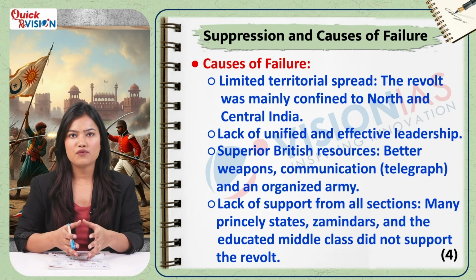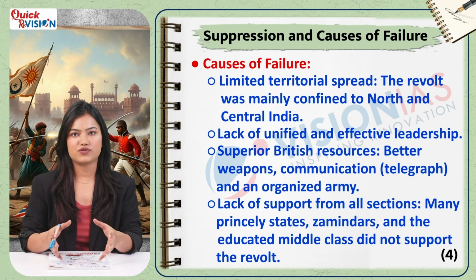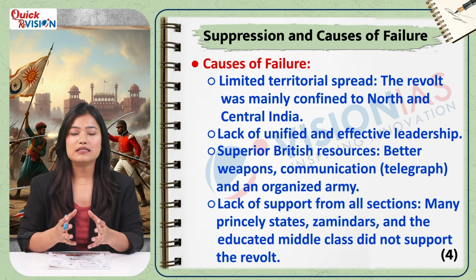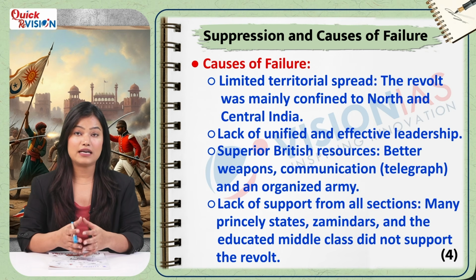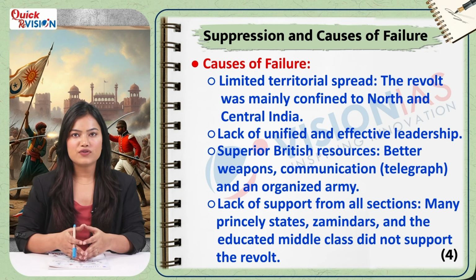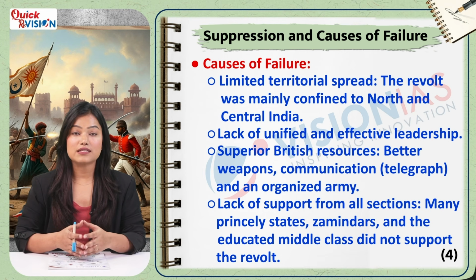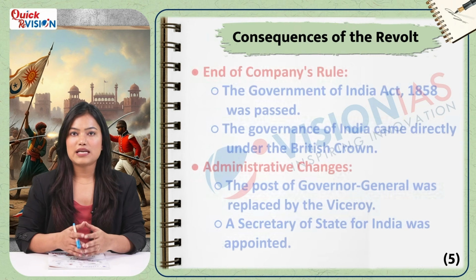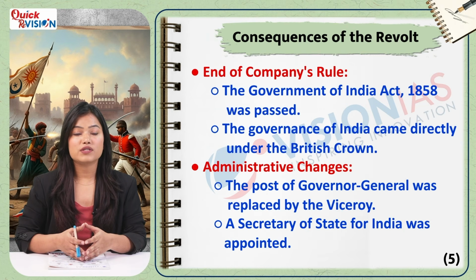The failure of the revolt had several causes. It did not spread across the entire country. South and West India remained largely unaffected. The rebels lacked a unified leadership and a clear future plan. On the contrary, many Indian rulers such as the Scindias and the Nizam sided with the British, further weakening the revolt. Although the revolt was unsuccessful, it had far-reaching consequences.